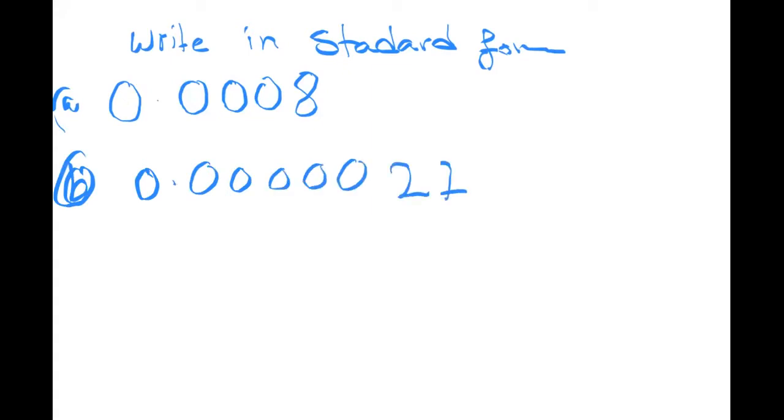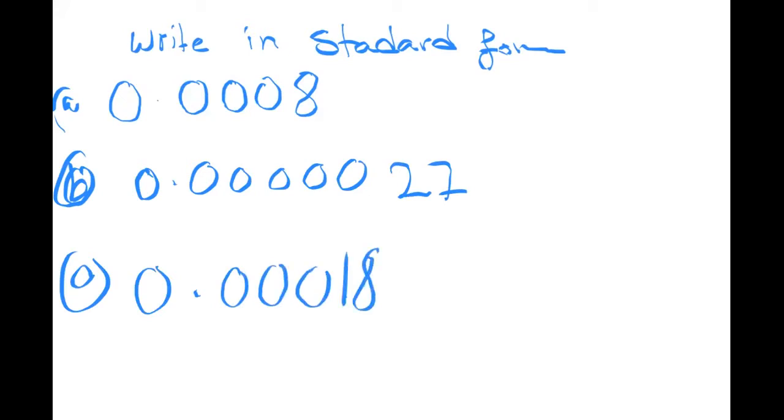0.000027 or 0.00018. Okay, I want to write these numbers in standard form. Here my numbers are smaller than 10. So I have to make them bigger than 10. How? By moving the decimal point to the right.